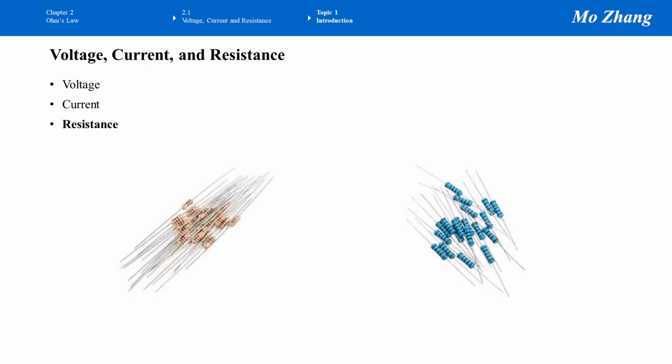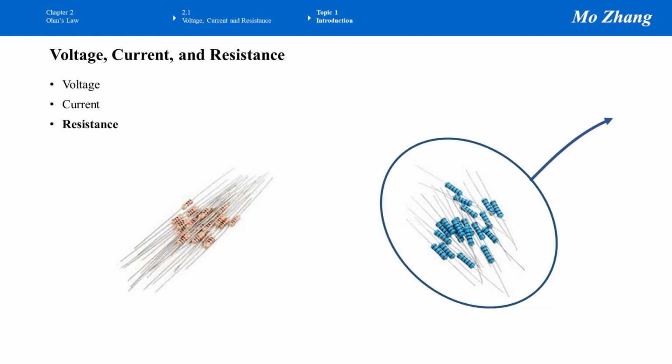The last quantity in this list is the resistance. Over here, there are 2 piles of resistors. The resistors to the left are in light brown color, and the resistors to the right are in blue color. They are just different brands. Let's just focus on the light brown color resistor. So we put the blue resistors away.